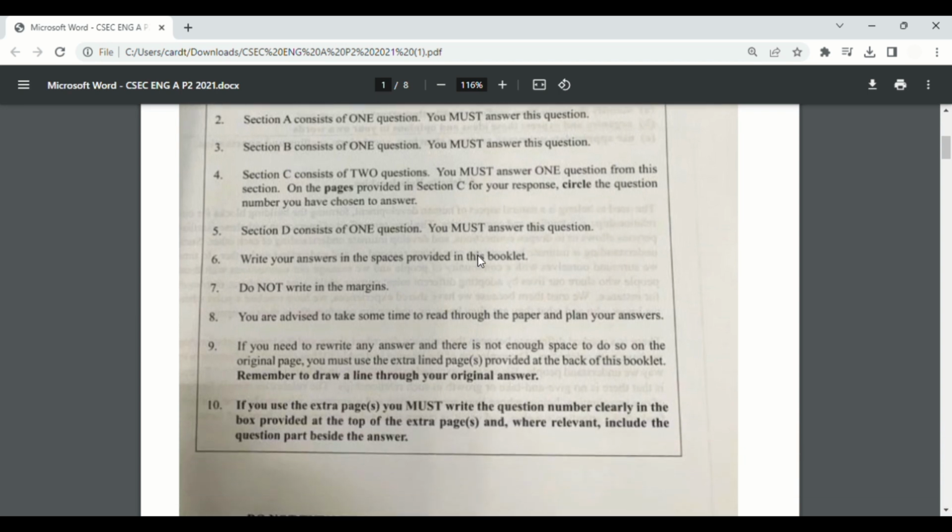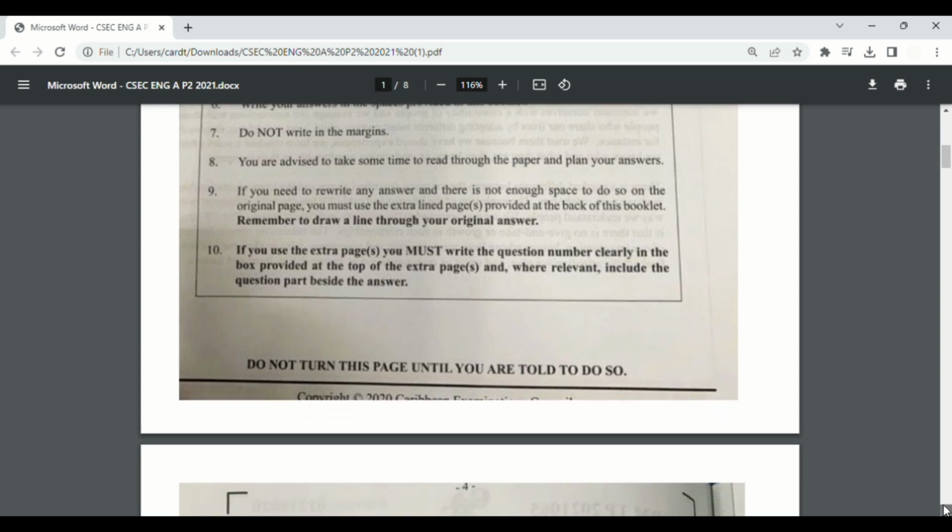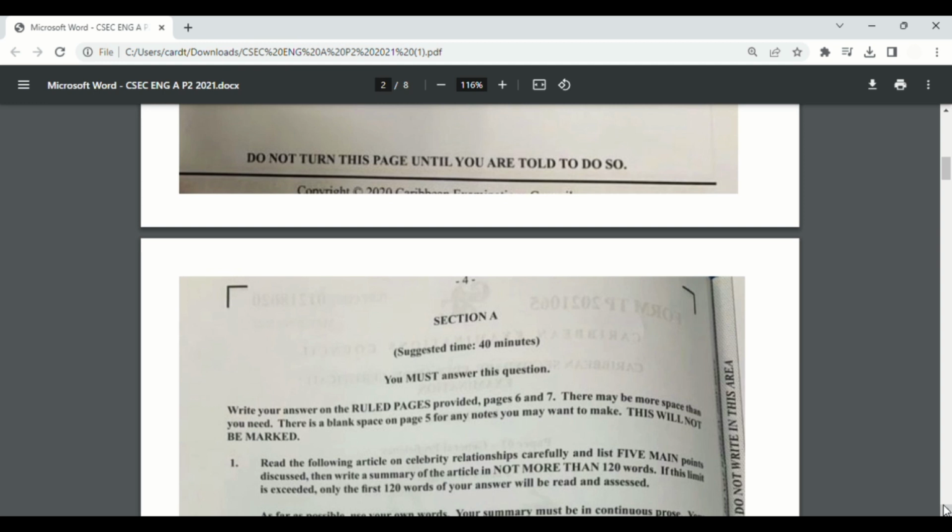Write your answers in the spaces provided in this booklet. Do not write in the margins. You are advised to take some time to read through the paper and plan your answers. If you need to rewrite any answer and there is not enough space to do so, use the extra lined page provided at the back of the booklet. Remember to draw a line for your original answer. If you use the extra page, you must write the question number clearly in the box provided at the top. And where relevant, include the question part beside the answer. Alright, let's get to approaching these questions.